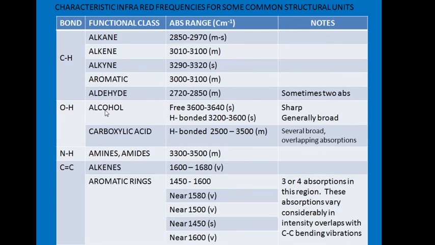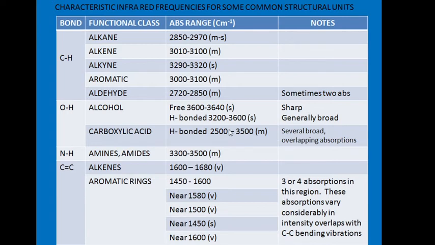When you have alcohols, we have the OH group, and we have the OH group in carboxylic acids also. Alcohols, when free, absorb at 3600 to 3640. If hydrogen bonded, it will come to 3200 to 3600. It is very important whether it is a sharp peak or a broad peak. Carboxylic acid, 2500 to 3500.